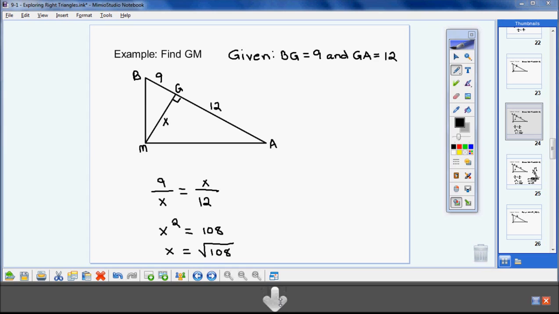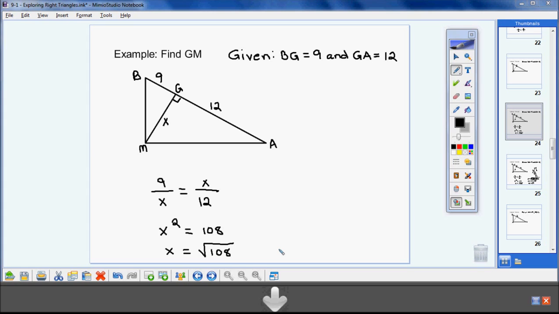If you recall, though, we have something to do with that square root. You could put it right in your calculator, and you'll get a decimal. But I also want to remind you of how to do this in radical form. So I'm going to take a second to get caught up with my writing. 9 goes with x, like x goes with 12. So x squared equals 108, and x equals the square root of 108.